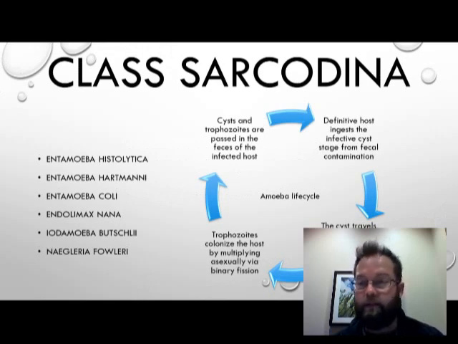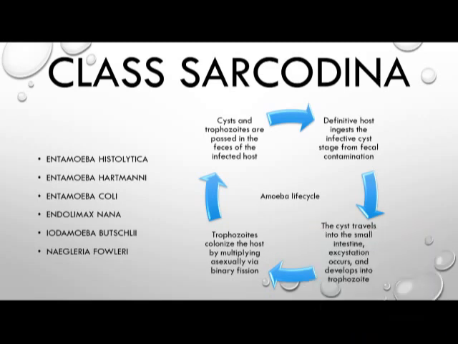The first of four classes that we're going to cover for the intestinal protozoa is class SARCODINA. Class SARCODINA includes Entamoeba histolytica, Entamoeba hartmanni, Entamoeba coli, Endolimax nana, Iodamoeba buetschlii, and Naegleria fowleri.